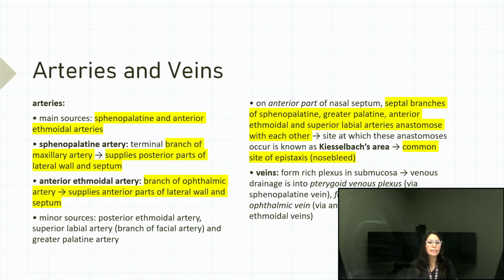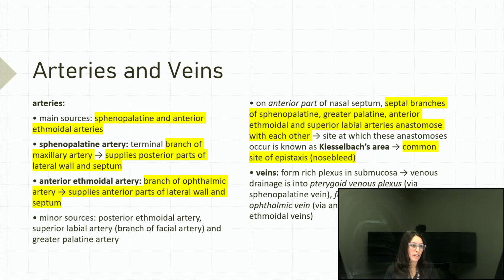So for the arteries, mainly it's going to be the sphenopalatine and anterior ethmoidal arteries. Sphenopalatine is a terminal branch of the maxillary artery, which supplies the posterior part of the lateral wall and septum. And the anterior ethmoidal artery, which is a branch of the ophthalmic artery, supplies the anterior parts of the lateral wall and septum. And then on the anterior part, this is very important, you guys.